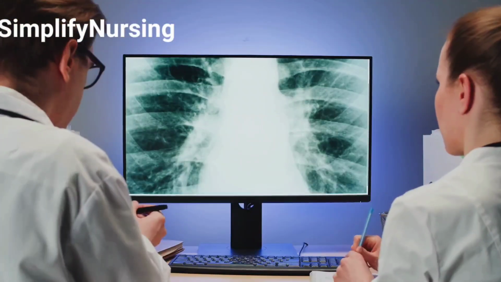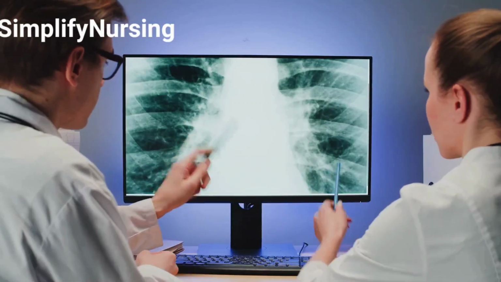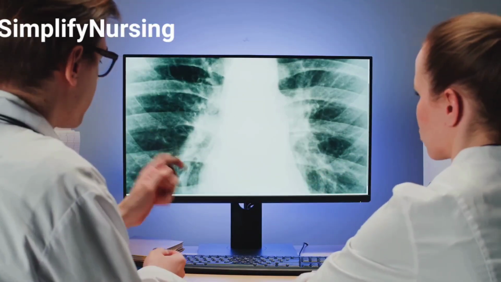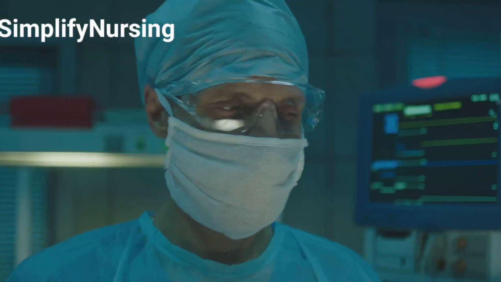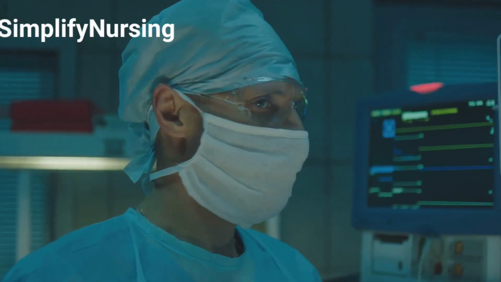Chronic thromboembolic pulmonary hypertension is a rare complication of PE, where blood clots lead to persistent high blood pressure in the lungs. It can occur months or years after the initial event and may require surgical intervention.